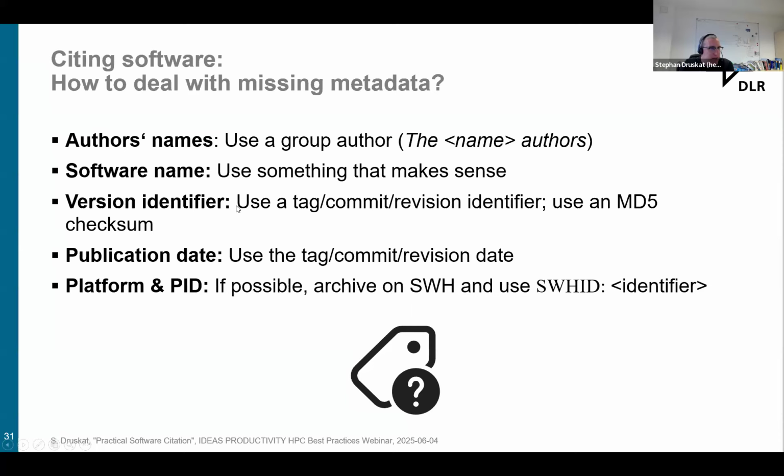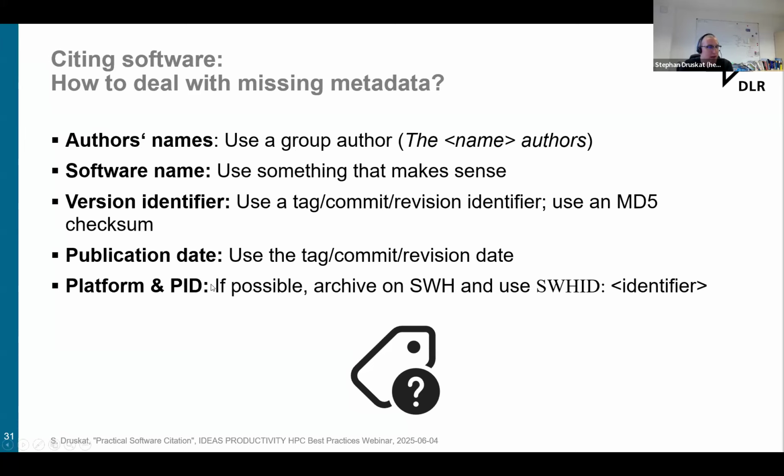The version identifier is interesting. If you can't find something that adheres to something like semantic versioning, you can use a tag, a git tag, or a commit number, a revision identifier. What you can also try and do, if you have neither of these things, you can calculate the MD5 checksum for the files you've used and supply that. It may give people a better idea of whether they're looking at the same thing if they found it. If you don't have a publication date ready, use the tag or the commit or the revision date you can find, if there are any.